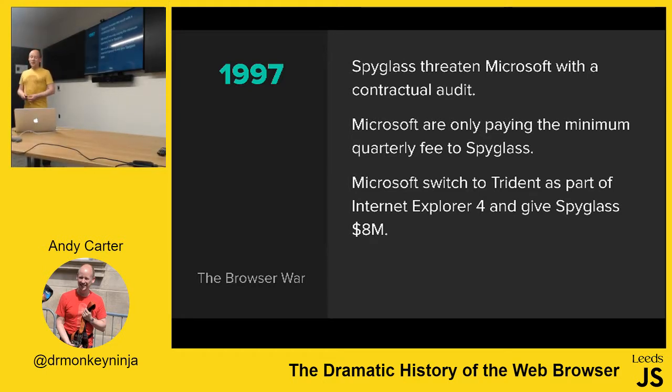Spyglass weren't happy with this. They threatened a contractual audit, and eventually a settlement was made, and Microsoft gave Spyglass $8 million, and they switched away from using the Mosaic codebase and to using Trident, their in-house rendering engine. And this rendering engine would stay with IE until its final version.